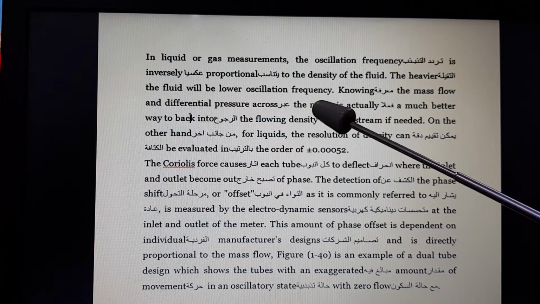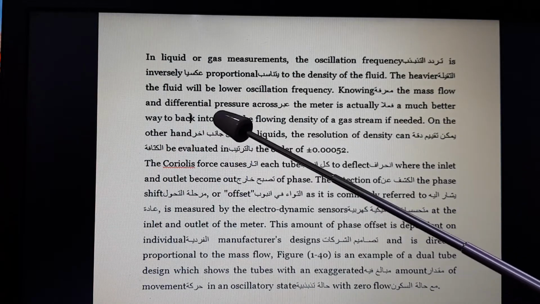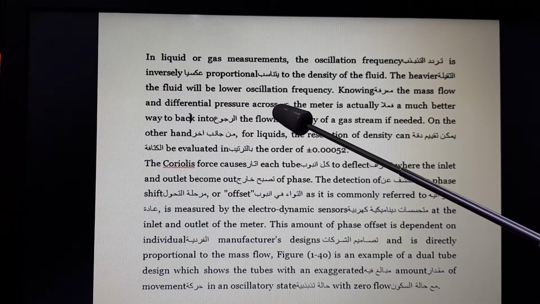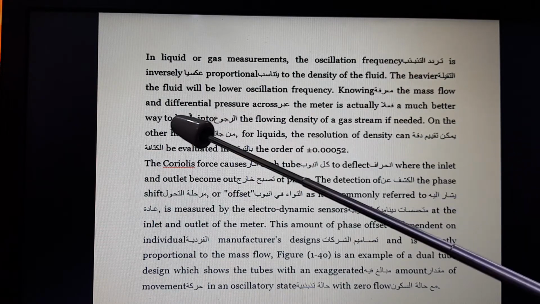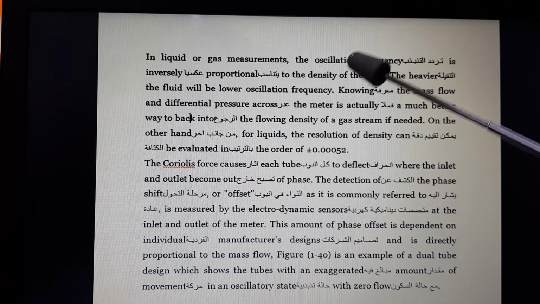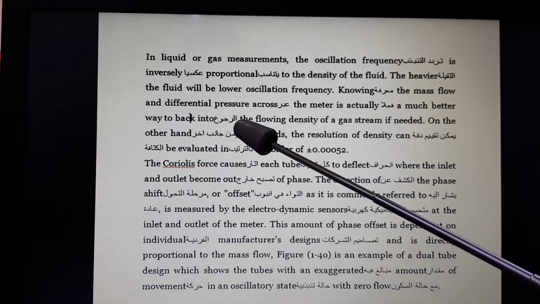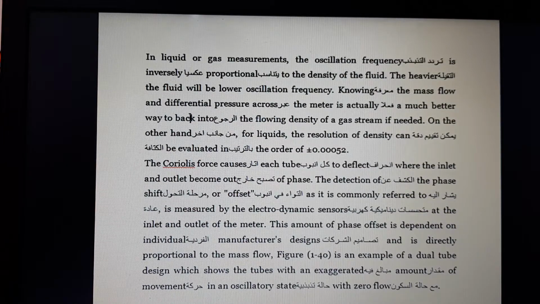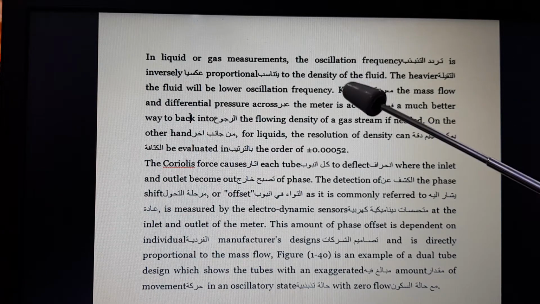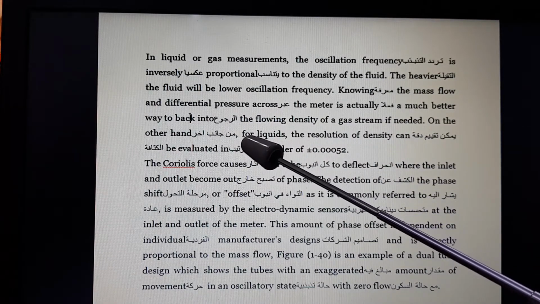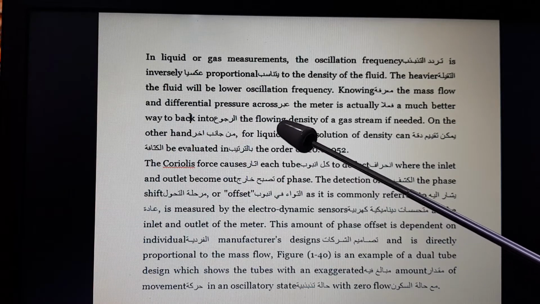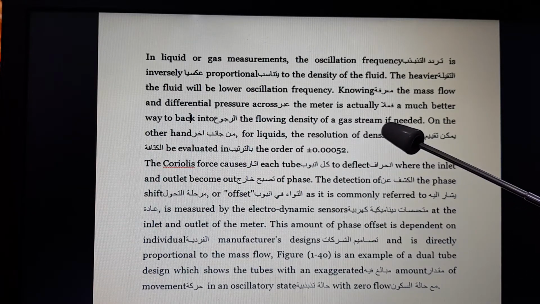Now the mass flow and differential pressure across the meter is actually a much better way to back into the flowing density of the gas stream if needed.